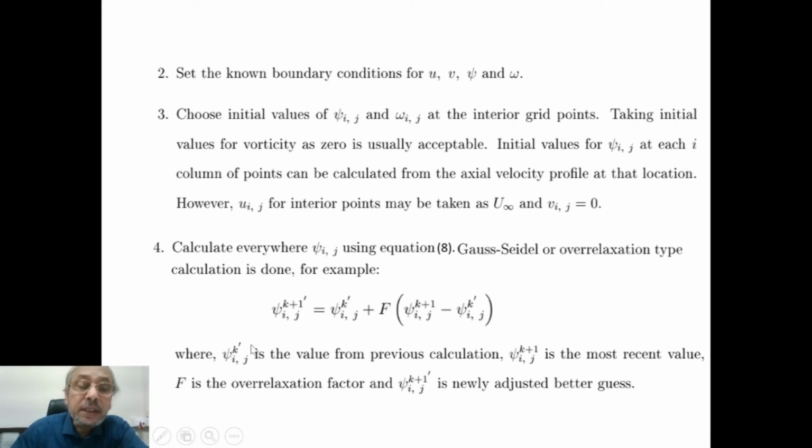You can see psi ij k prime is the value in the previous calculation or the previous level. Psi ij k plus 1 is the most recent value calculated from equation 8. F is the over relaxation factor. I'll discuss it again later. It is usually 1.2, 1.5, 1.3, something like that, to accelerate the calculation. And psi ij k plus 1 prime is the newly adjusted better guess.